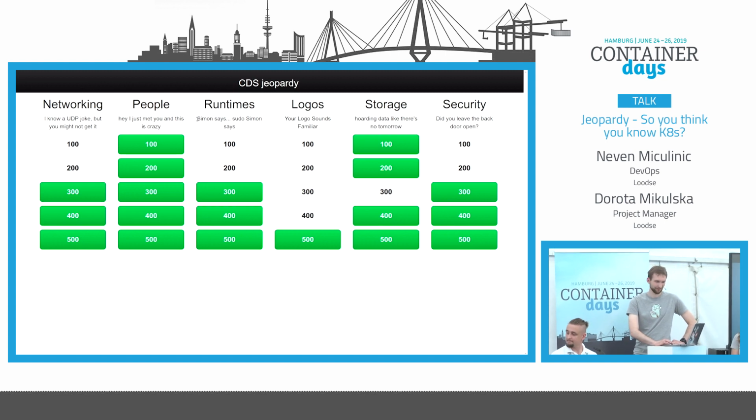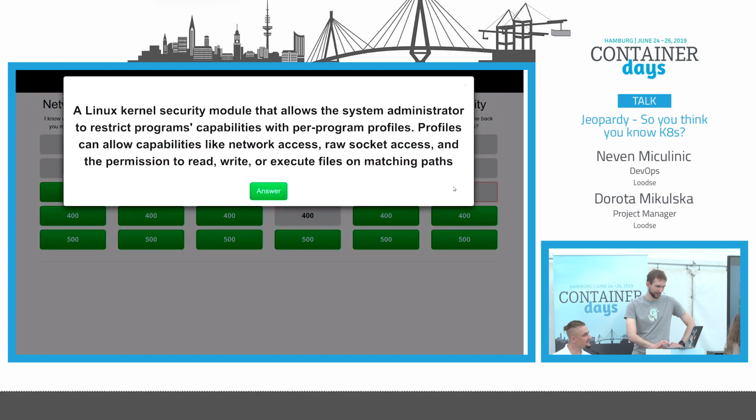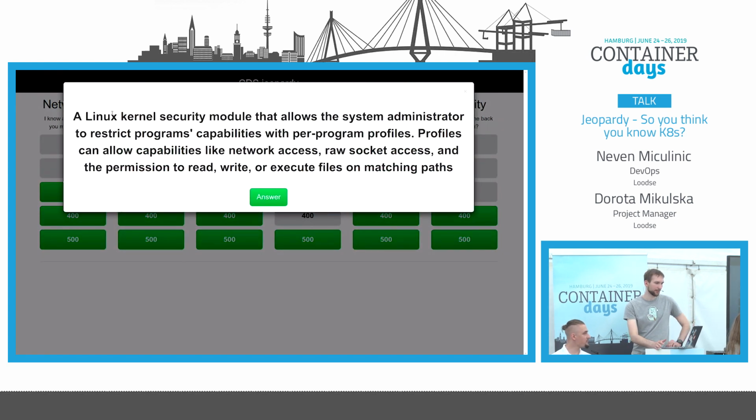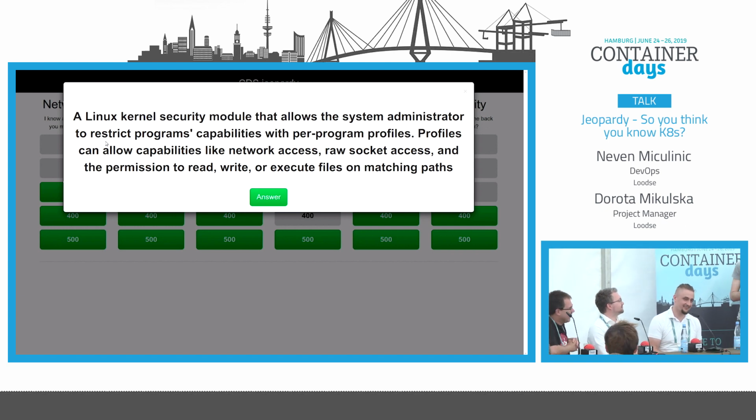What's the next one? Security 300. A Linux kernel security module that allows system administrators to restrict program capabilities with per-program profiles. Profiles can allow capabilities like network access, raw socket access, and permission to read, write, or execute files on matching paths. I don't get it. What is cgroups again? No, it's not cgroups.